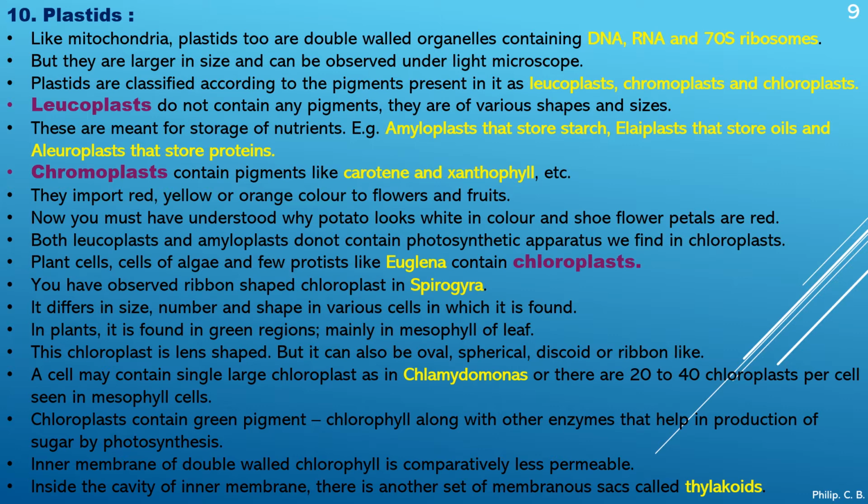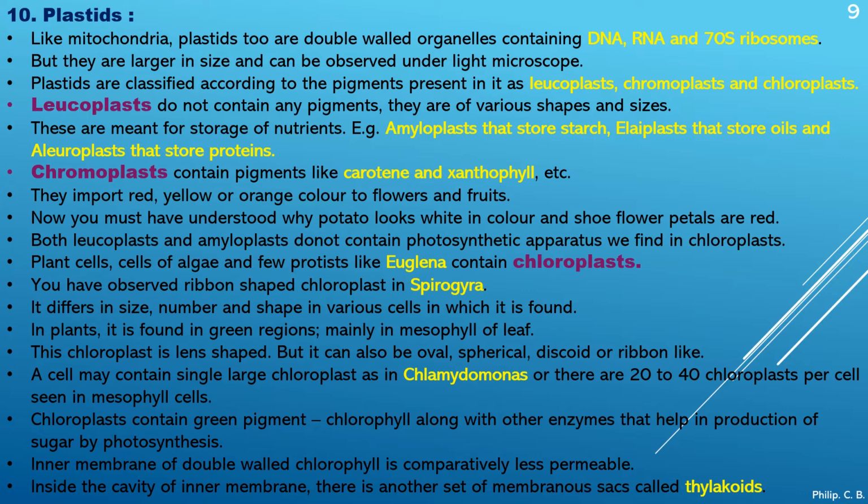Chloroplast contains the green pigment chlorophyll, along with other enzymes that help in the production of sugar by photosynthesis. So all of you know chloroplast helps in carrying out photosynthesis, which further helps in the production of sugar. Now, this we again learn in the chapter on photosynthesis. Like mitochondria, which we learn in detail in the Krebs cycle or the respiratory cycle, photosynthesis we learn in detail in the chapter about different cycles: cyclic, non-cyclic, Calvin cycle, etc.